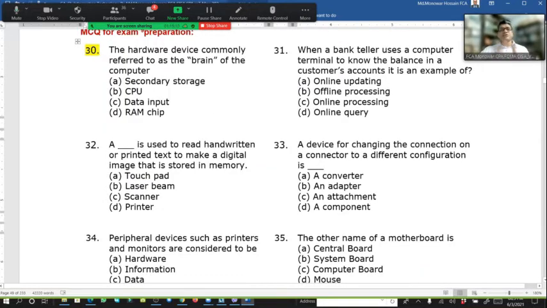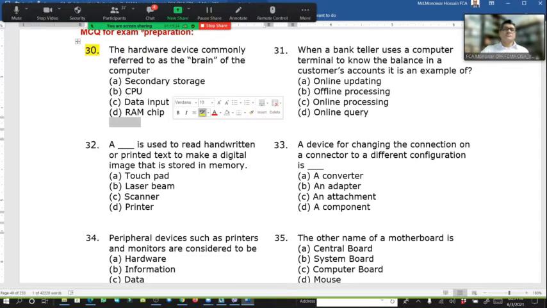So, MCQ of hardware types. The hardware device commonly referred to as the brain of the computer. The CPU. Yes, B, CPU, Central Processing Unit.